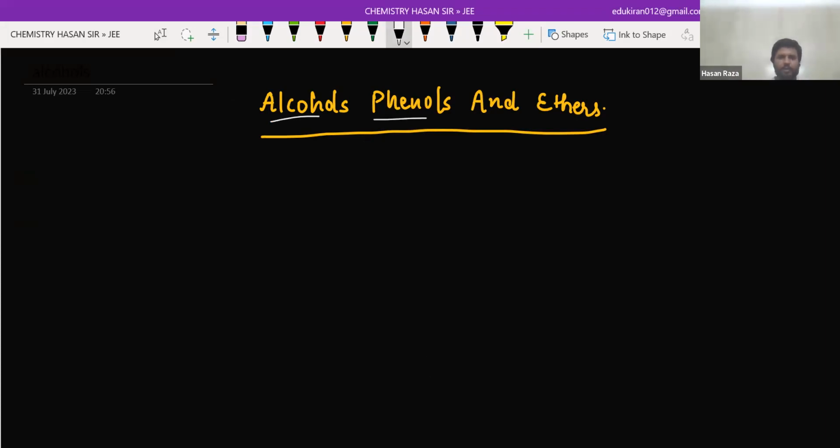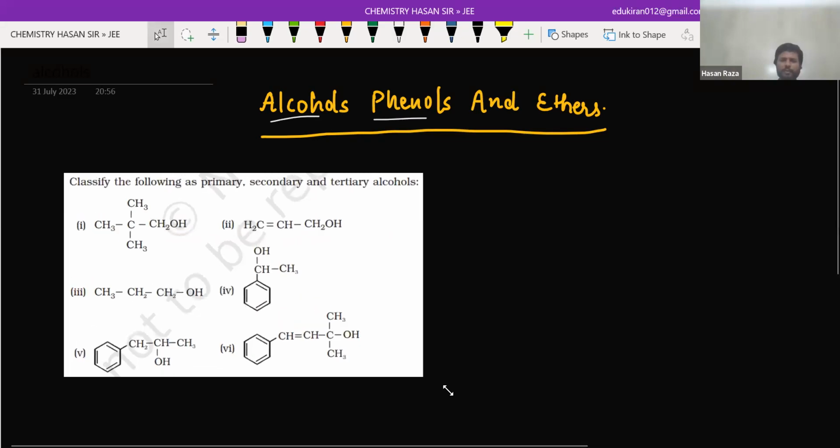Okay. So we are going to start from very basic, like NCERT. From NCERT to mains level, we will. So you just need to tell me in this question which one is primary, secondary, tertiary alcohol, the degree of alcohol, basically.